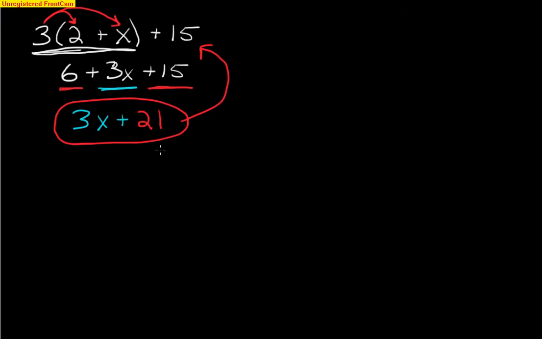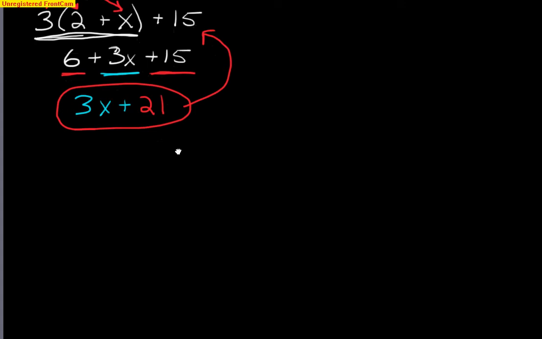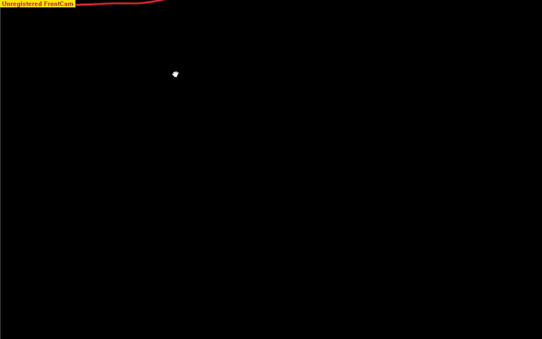Okay, so remember on those distributive properties, you got to multiply them out first, and then you can go back and combine like terms. Okay, let's do one more example that you're going to see on the test on Wednesday.